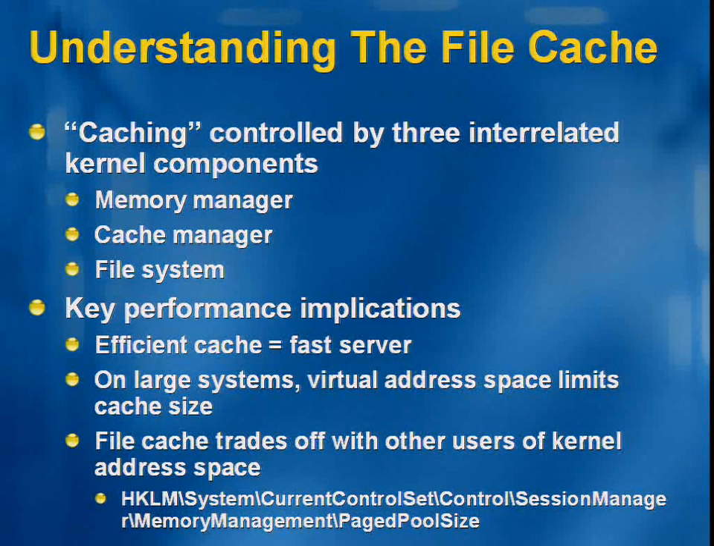Now, I'm going to do another, the second big computer science digression in this talk. Understanding caching in the Windows NT architecture is actually surprisingly complicated. There are three components that interact together to give you the file system cache: the memory manager, the cache manager, and the file system.